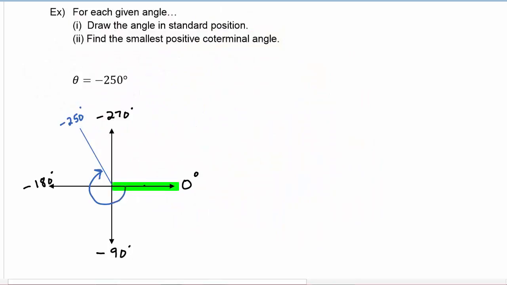Remember, we start at the positive x-axis and draw the shortest rotation to get there. A couple ways to figure out this angle. Starting here at the positive x-axis and going to the positive y-axis, that's 90 degrees. We can see that the angular displacement between negative 270 and negative 250 is 20 degrees. So 90 degrees plus that 20 degrees tells us that's 110 degrees.